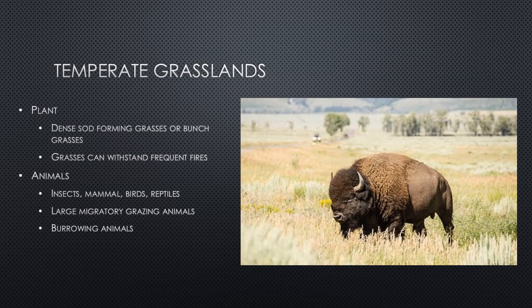So our temperate grasslands, when we look at the plants, they tend to form dense sod type grasses, or what we call bunch grasses. And the grasses can withstand frequent fires. This should be sounding familiar. The chaparral can, and our temperate grasslands can, and that's often because we tend to have naturally occurring fires in these areas due to lightning. The animals, we have pretty much everything you might expect: insects, mammals, birds, reptiles. Large animals tend to be migratory and grazing. And then of course there's burrowing animals.